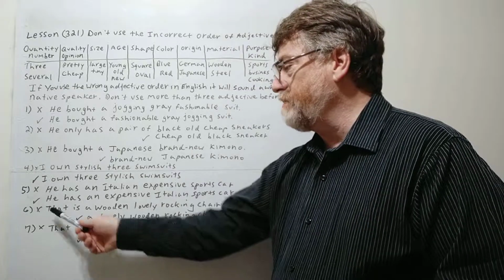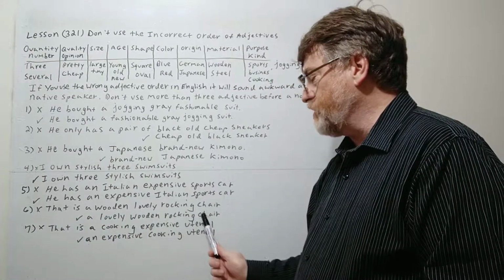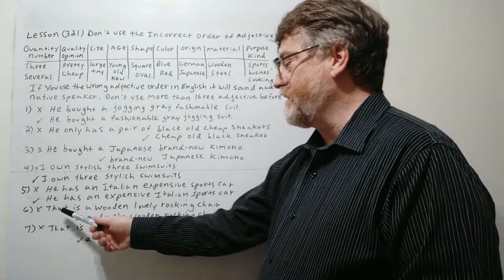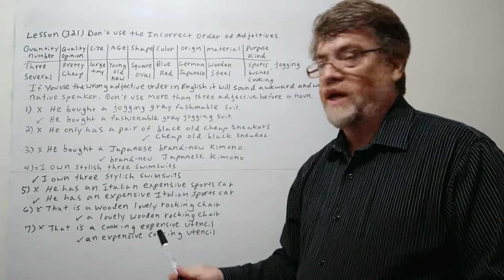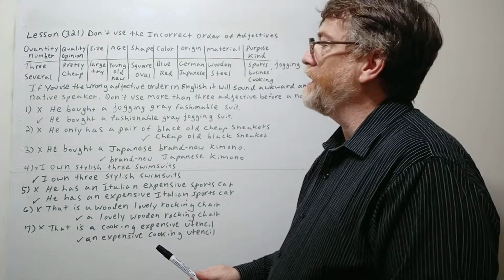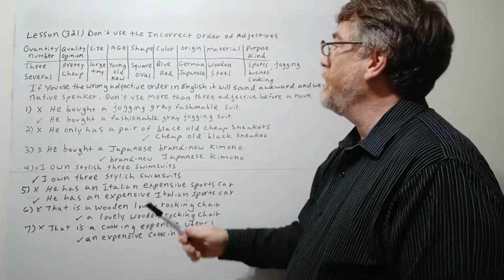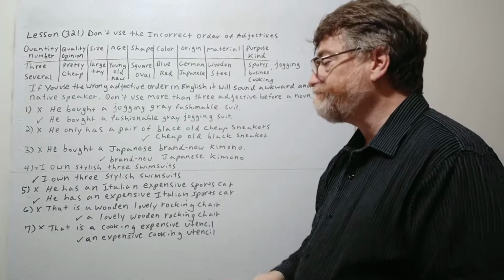Let's look at number 6. Again, with the X, this is wrong. That is a wooden, lovely rocking chair. It just sounds weird. Of course, what you should say is that is a lovely wooden rocking chair. Lovely also goes under quality or opinion. Wooden would go under material over here, the next to last one.